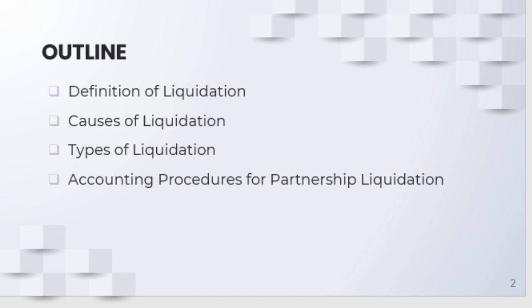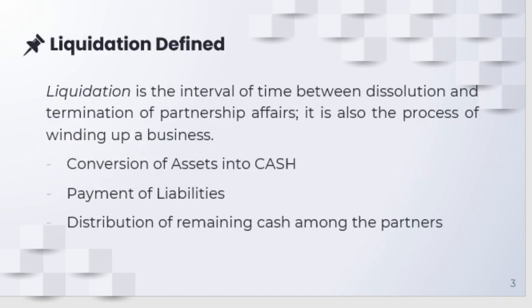So the outline of this topic is first the definition of liquidation, the causes of liquidation, the types of liquidation, and the accounting procedures for partnership liquidation. So first, let's define liquidation. It is the interval of time between dissolution and termination of partnership affairs.